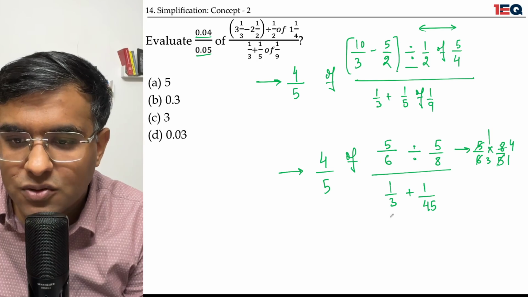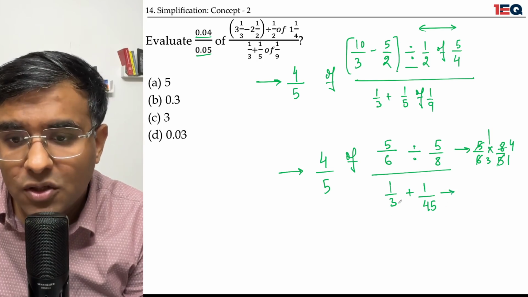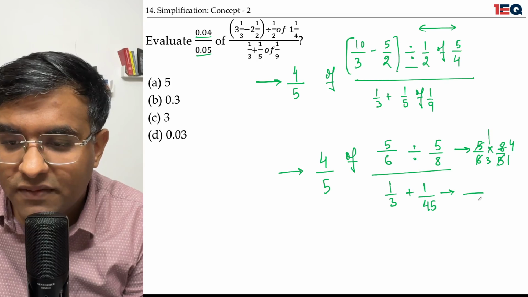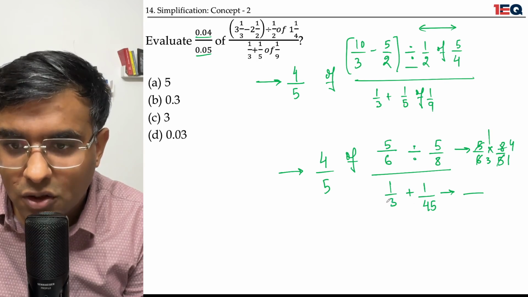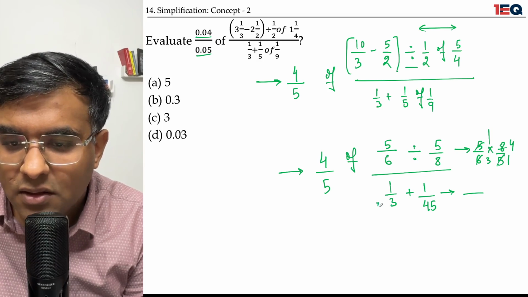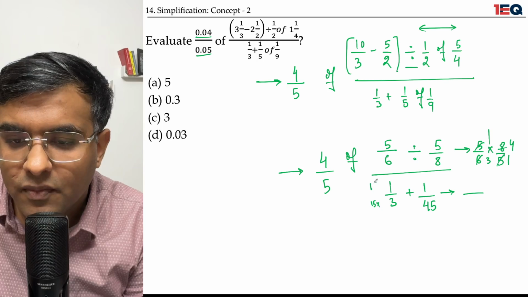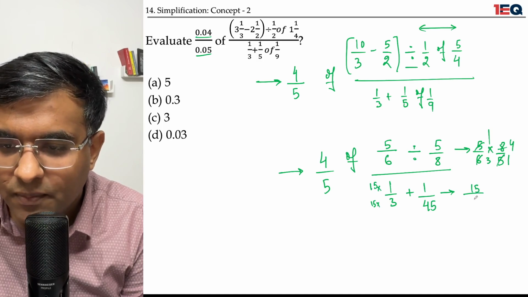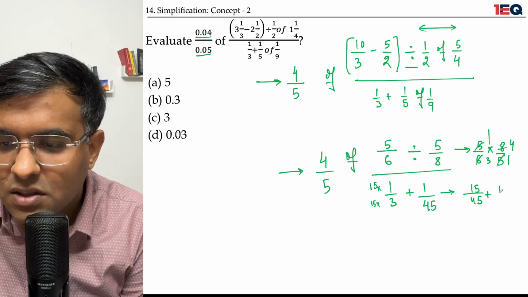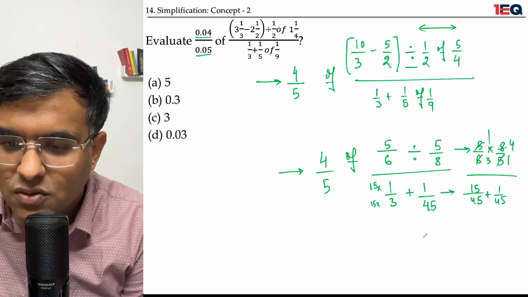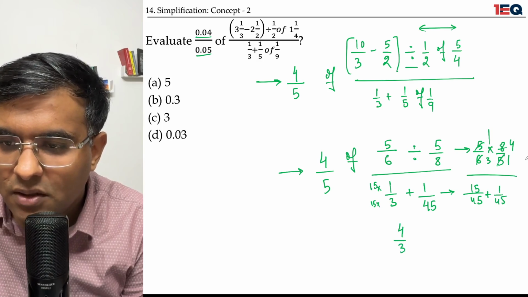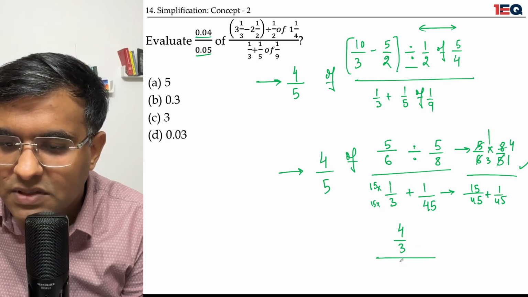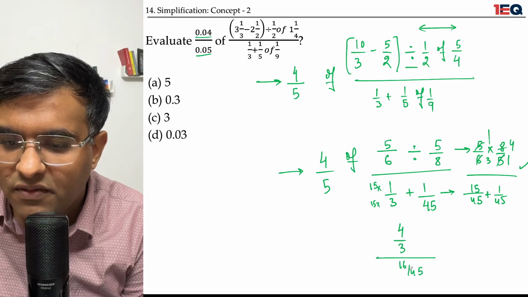I need to have the denominators be the same. To make the denominator of 1 by 3 the same, I need to have 45 in the denominator of 1 by 3. So I'm going to multiply the numerator as well as the denominator by 15. So this is nothing but 15 by 45 plus 1 upon 45. So I have 4 by 3 in the numerator, and I have an entire denominator which is equal to 16 by 45.